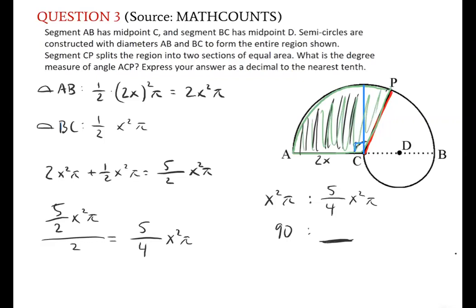And if you just solve this all out, basically this thing is 20% more than this. So if you just do 90 times 1.2, you'll get 112.5, and that's your answer. That's your angle.